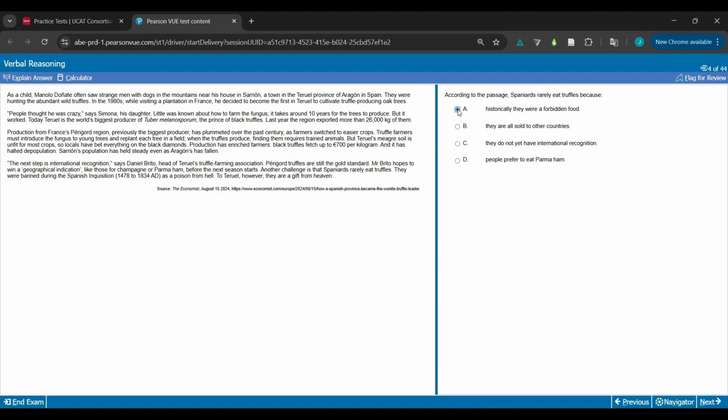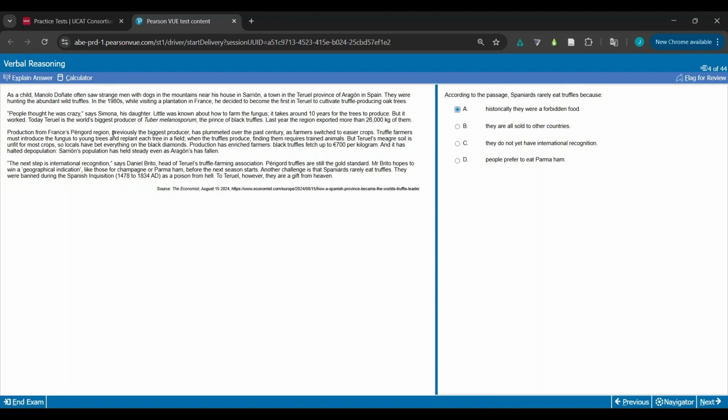Obviously, I probably wouldn't guess A, because C doesn't really make sense. Would a Spaniard not eat a truffle because it doesn't have international recognition? B says they are all sold to other countries. I mean, surely you can spare a truffle or two, right? So A is probably what makes most sense. But like I said, I'm just going to read, and I perhaps would direct my answer towards this one, but I'm going to read all of them just to bear them in mind.